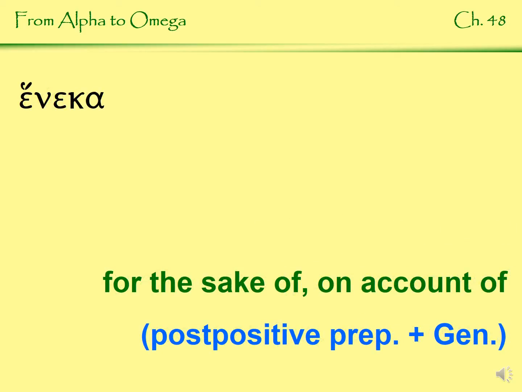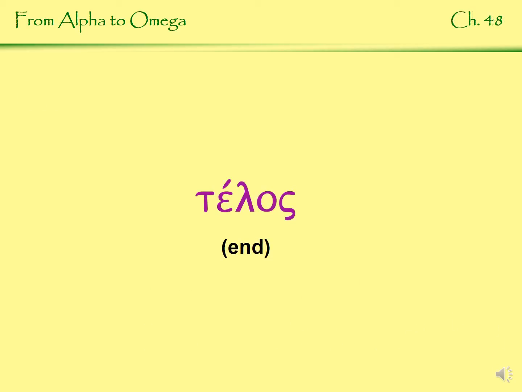Heneka means for the sake of or on account of. A postpositive means it's the second word. Its object comes before it in the genitive. Those are vocabulary words for chapter 48.